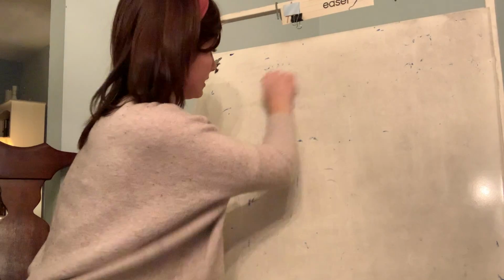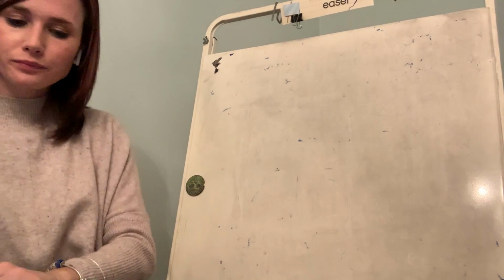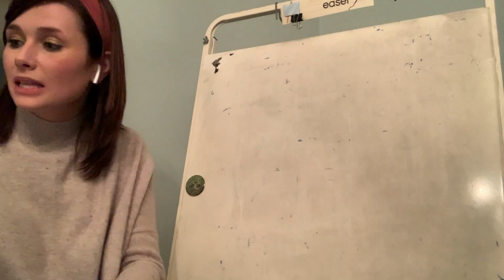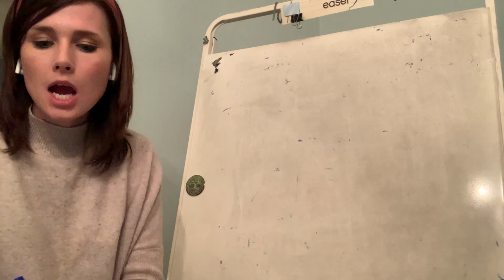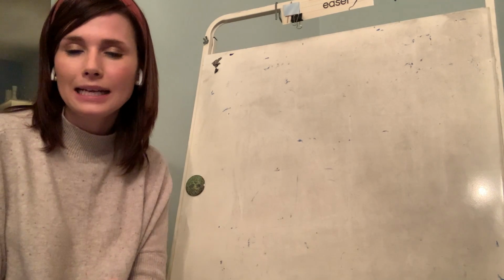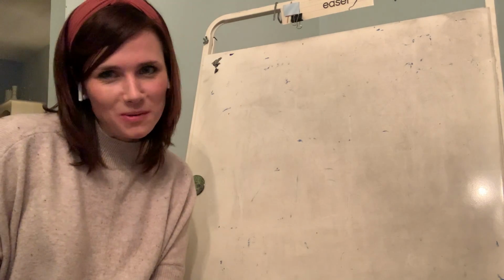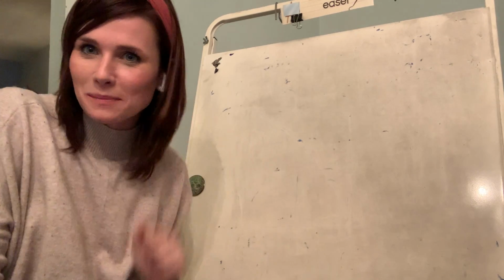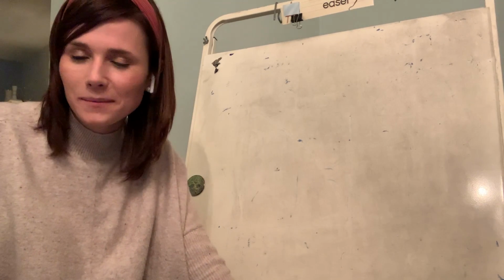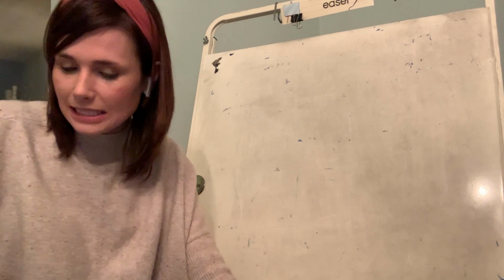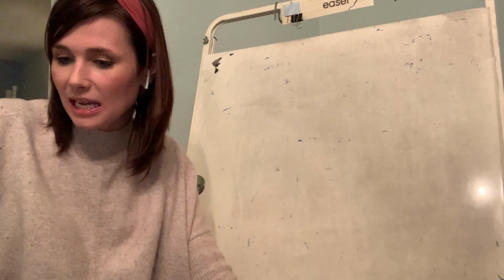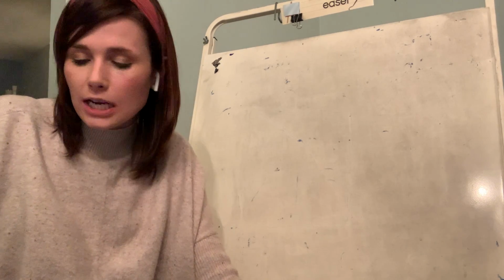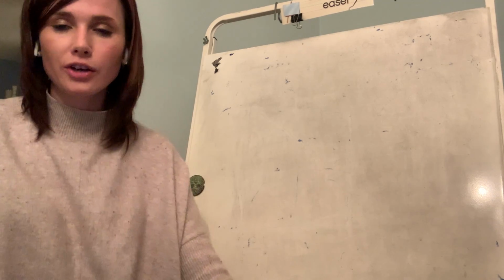Okay, just erase this board. Okay, number 3, boys and girls. We are doing this together so you can have it all filled in. It's a math story. What do we need to do with a math story? First, we need to read, then we need to draw out the pictures and write the number sentence. Okay, listen. Kim has 14 stickers. 10 stickers on the first page and 4 stickers on the second page. Kim loses 9 stickers from the first page. How many stickers are in her book?